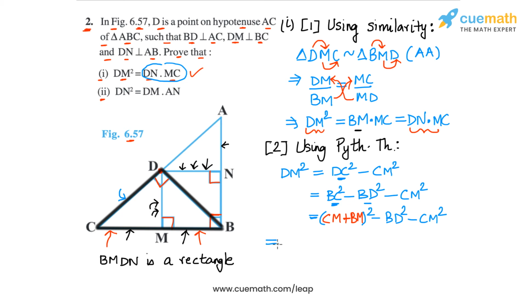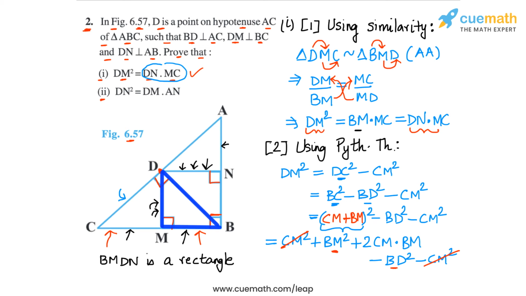Okay, now let's expand this. So from the whole square term, I will get CM square plus BM square plus 2 times CM dot BM, and then I have minus BD square minus CM square. So on the right side now, this term CM square and this term minus CM square, they cancel out. Now I have BM square minus BD square.